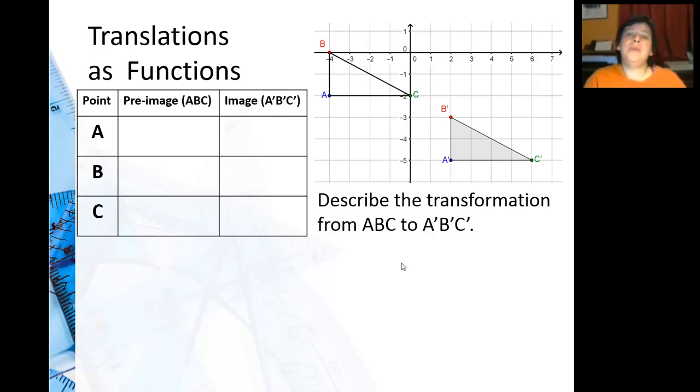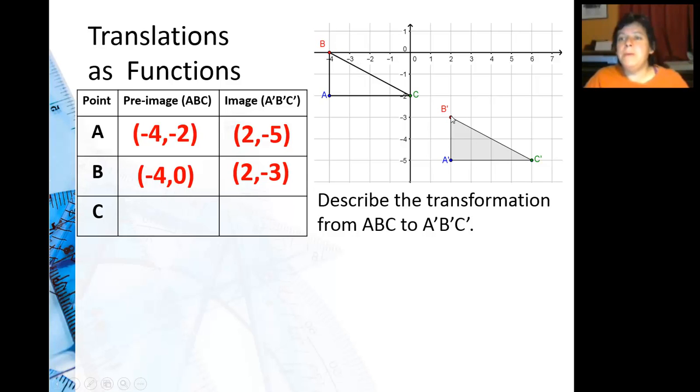Now we're going to look at translations as functions. How do we write them in coordinate notation? Well, for my pre-image here, I can write down the coordinates for A, which are negative 4, negative 2. A prime is 2, negative 5. For B, it's negative 4, 0. For B prime, it's 2, negative 3. For C, it's going to be 0, negative 2. And for C prime, it's 6, negative 5.